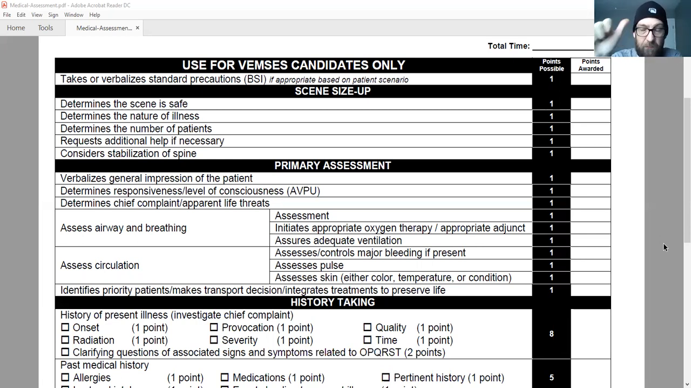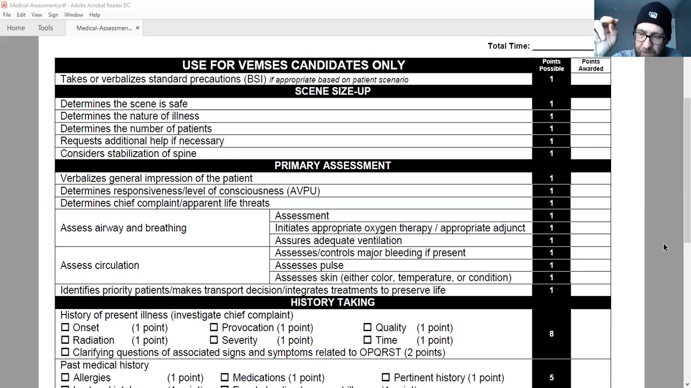We're going to look for the rate. We're going to make sure it's not too fast or not too slow. We're going to feel how strong it is. Is it strong or is it weak? And then we're going to feel for the regularity, right? Our heartbeats are regular. We can predict when that next heartbeat is coming. It's very regular. So we want to see if it's regular or irregular, right?